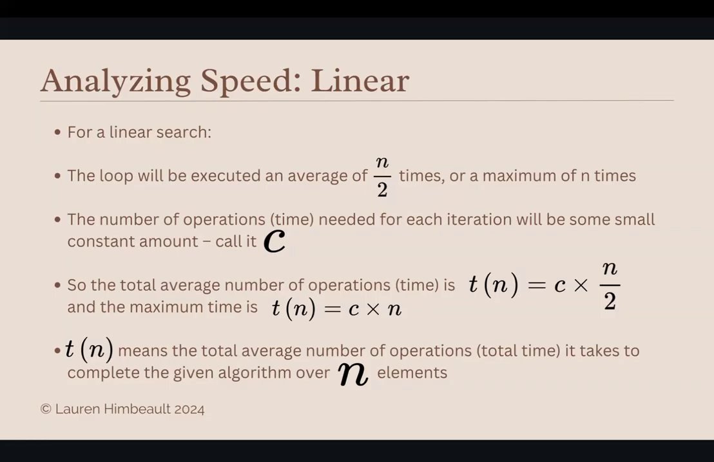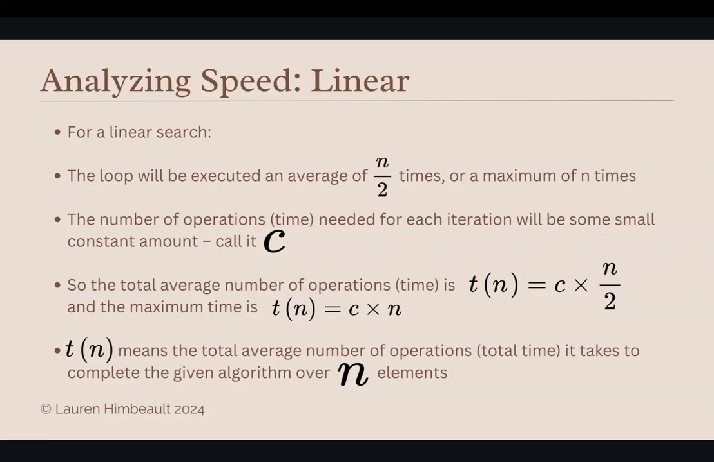We don't care in these analyses. So when I say the number of operations needed, I'm talking about the lines of code within a for loop. Because basically the number of times the for loop runs is directly correlated to n, right? We say for i equals 0, i less than n, i plus plus. We're directly correlated to n.